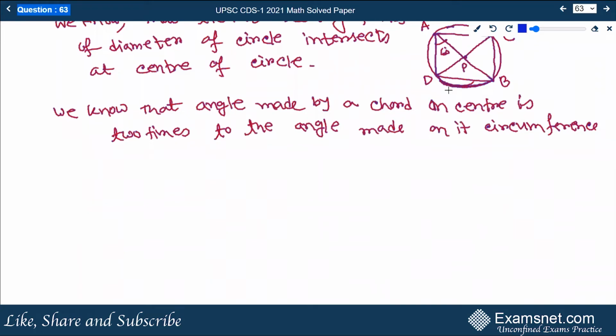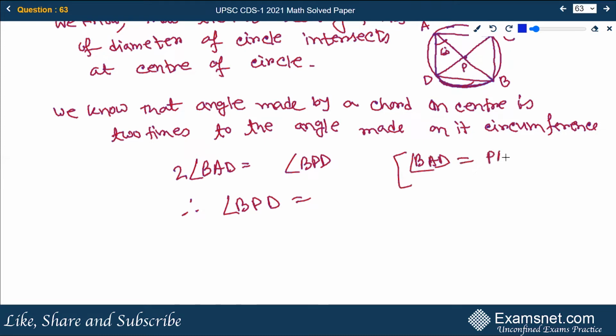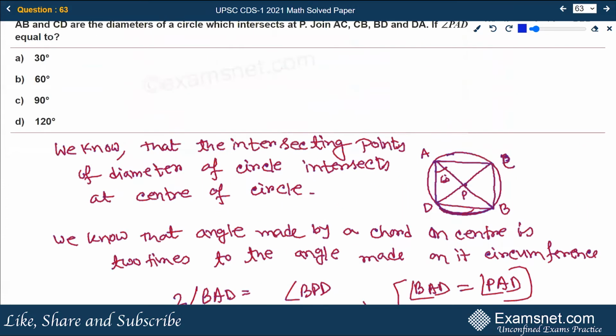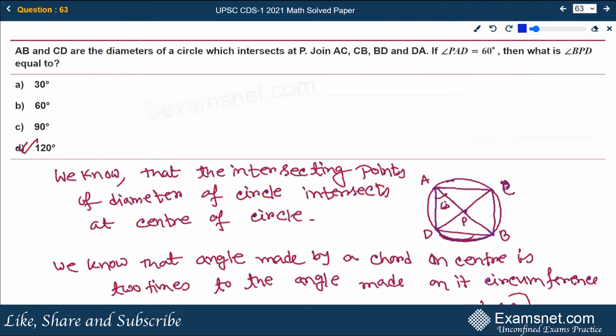So here the chord BD made an angle on the circumference, that is BAD, and the BD chord also makes an angle at the center, that is BPD. So BPD is twice of BAD. So we can easily find the value of BPD. Also BAD equals PAD, they are both the same angle. So 2 into 60 degree is 120 degree. So here option D is the correct answer, 120 degree.